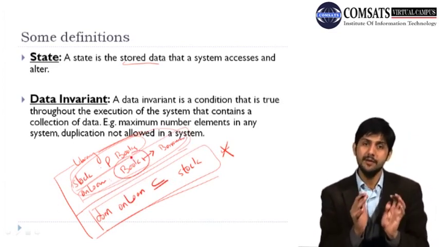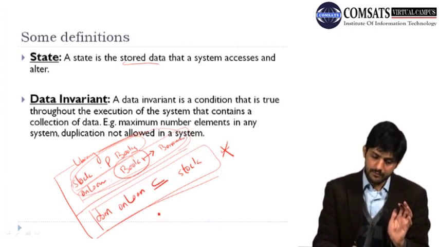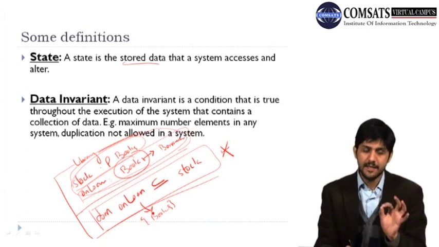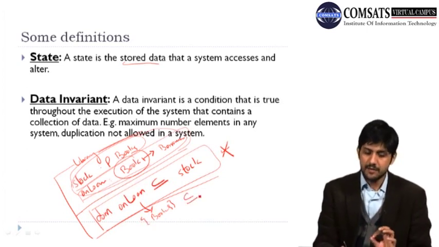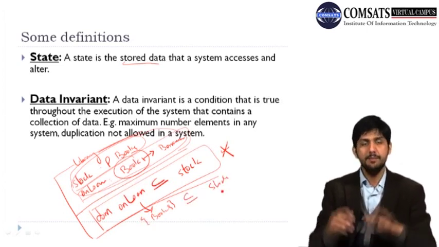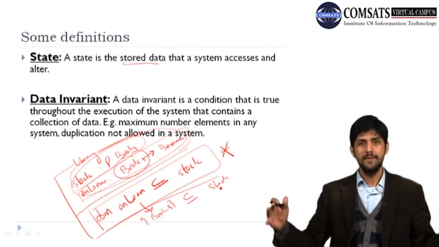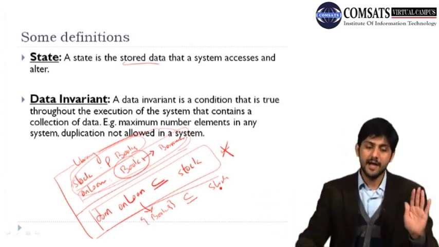We say that this set of all the books, so the domain of on-loan books is going to return a set of books, which should be a subset of this stock, which is again a bigger set of books. So this was the data invariant in that particular example.